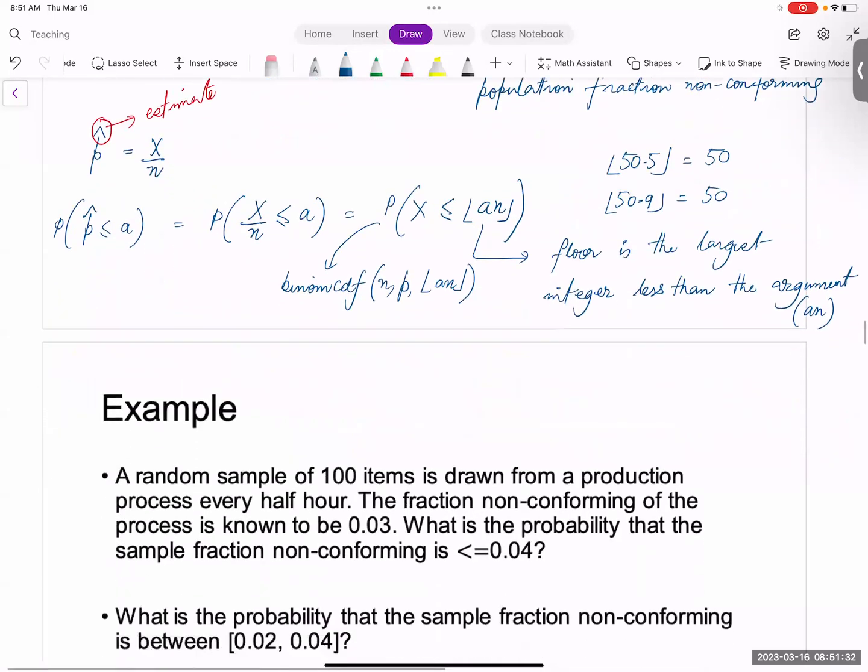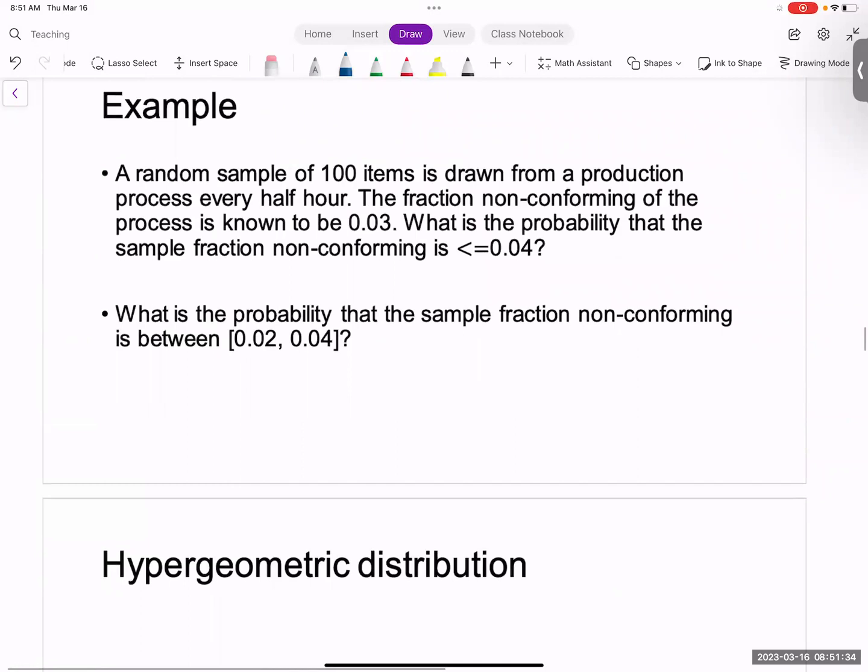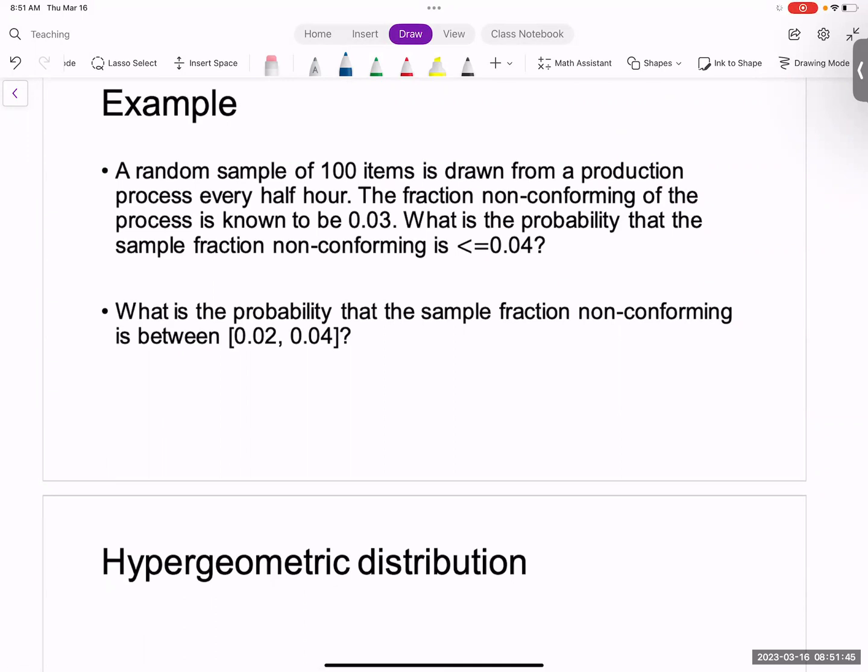And then I have a problem based on this. So let's do this as well. A random sample of 100 items is drawn from a production process every half hour. The fraction non-conforming of the process is known to be 0.03. So if it says fraction non-conforming, it is the same as population fraction non-conforming, right? So I'm going to say p is equal to 0.03. What is the probability that the sample fraction non-conforming is less than 0.04?